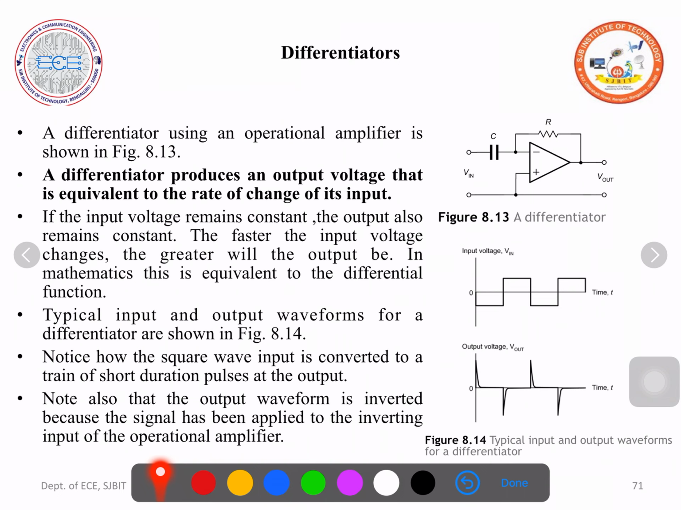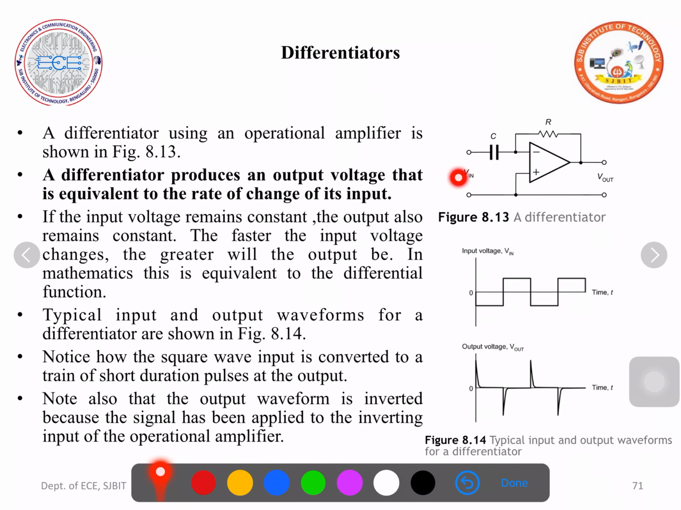The second application, you can use the operational amplifier as a differentiator. A differentiator produces an output voltage that is equivalent to the rate of change of its input. Let us see the circuit. This is the circuit diagram.